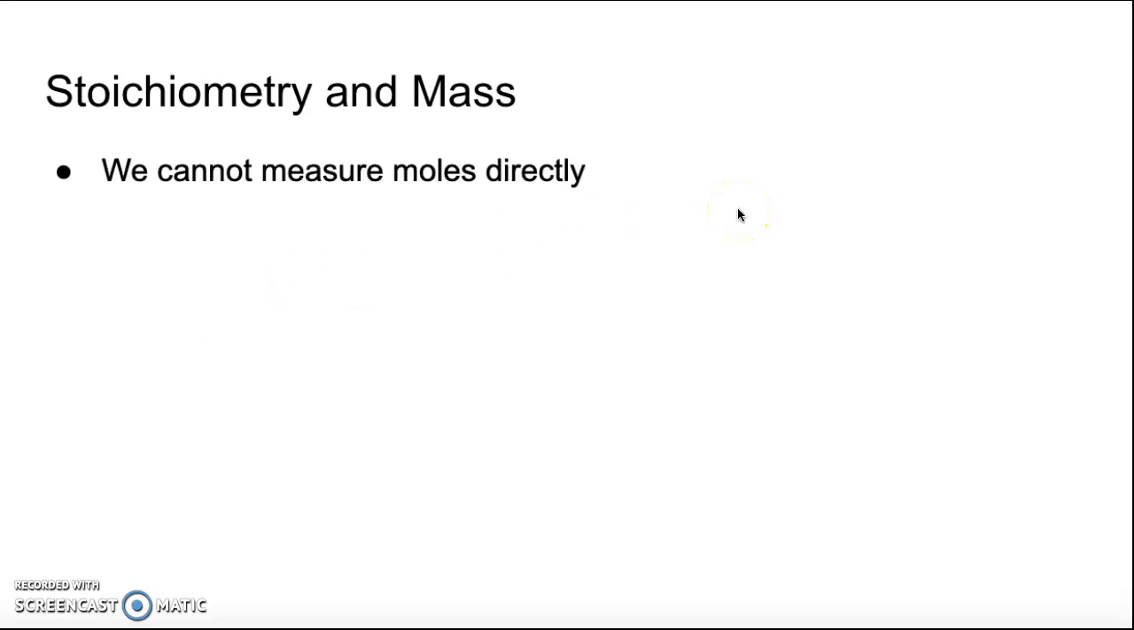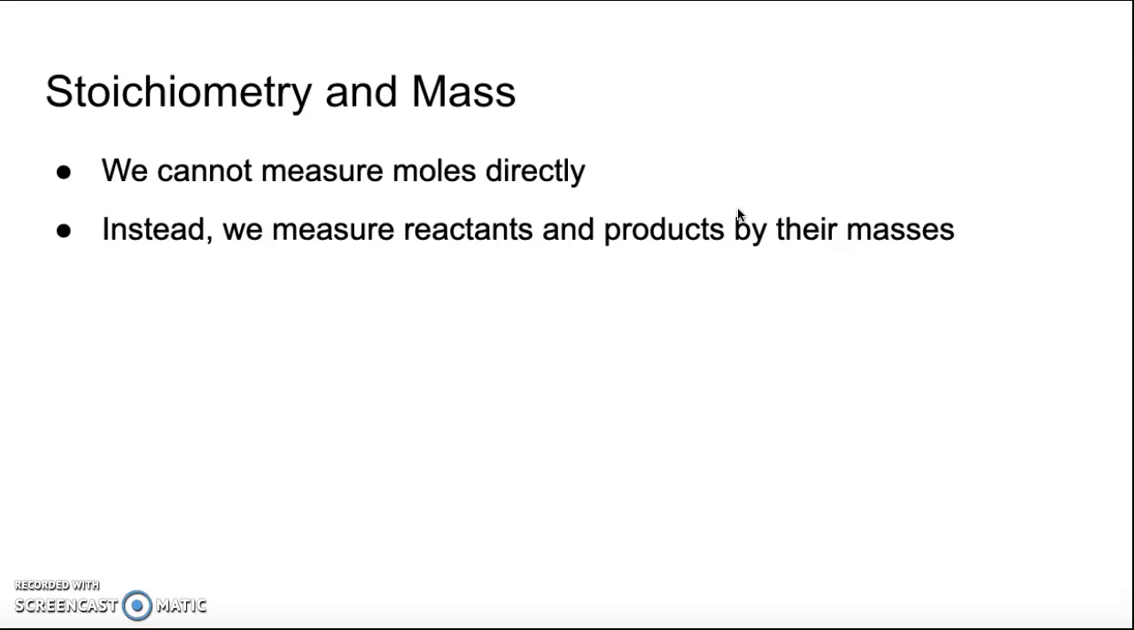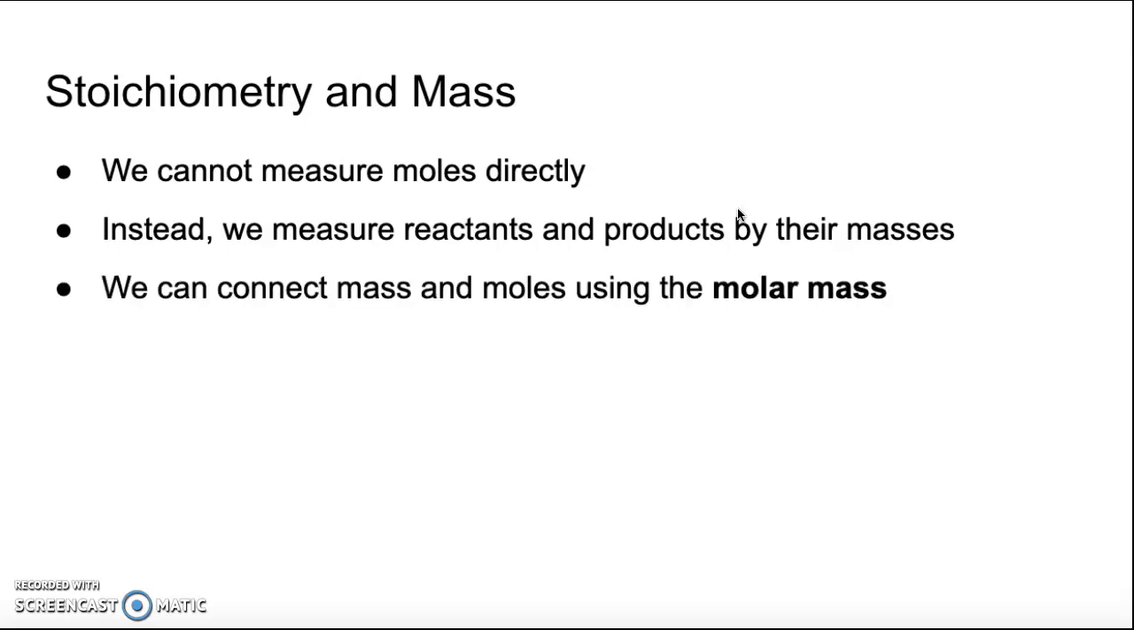The reason why this is important is because we can't measure moles directly. So you can't go into a lab and pull out a bottle of a chemical and just scoop out a mole of it, right? What we can do is go into the lab and put something on a balance and measure the mass, right? So the way that we are able to measure reactants and products is by their masses. And then we can connect the mass and the moles using the molar mass. Right, so we can go back and forth between grams and moles anytime we want, as long as we know the molar mass of our compound.